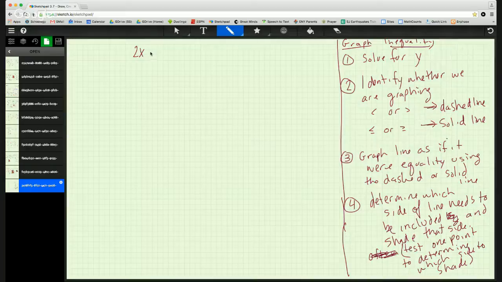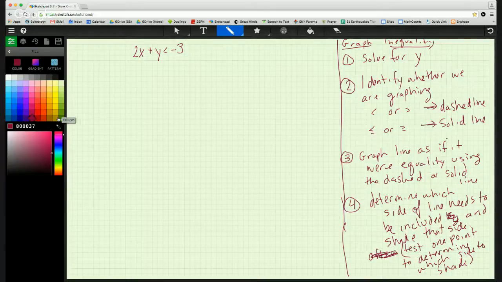Okay, so let's graph this inequality: 2x plus y is less than -3. Okay, so we're going to follow our steps as we have on the right side, and I'm just going to maybe colorize each step. So let's colorize step 1. We're going to solve for y.